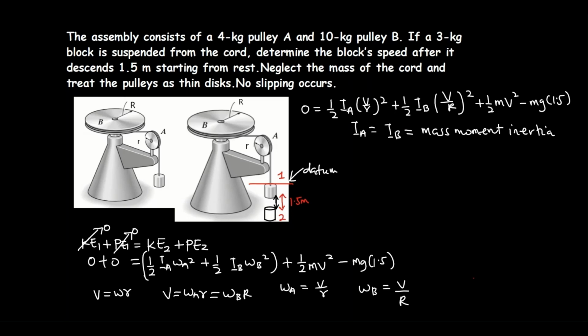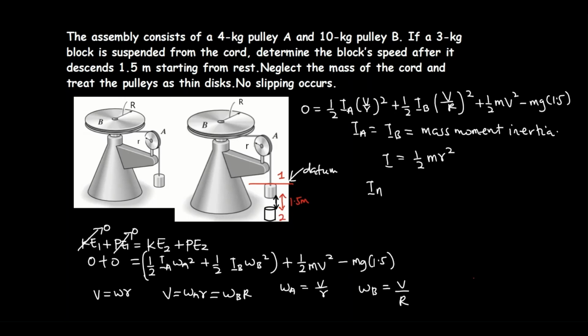And we've been told to consider the pulleys as a thin disc. So for this reason, we're going to have the mass moment of inertia equal to 1 over 2 multiplying m multiplying r squared. This is the expression for the mass moment of inertia. So you're going to have mass moment of inertia for pulley A and pulley B.